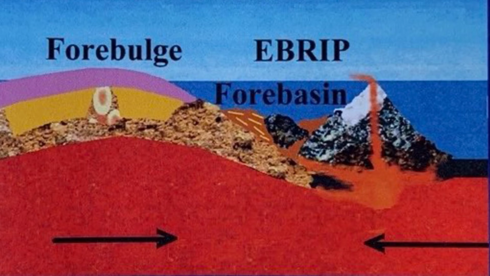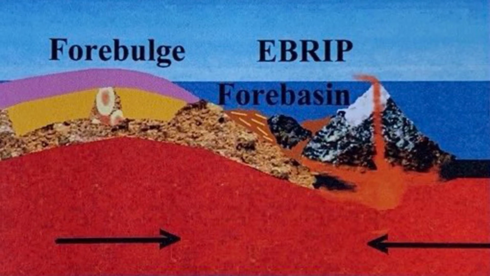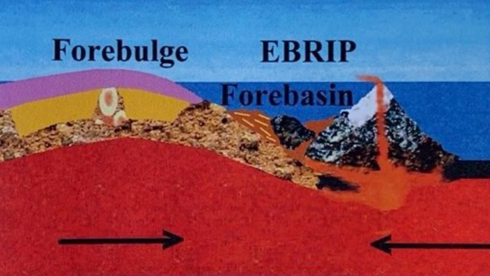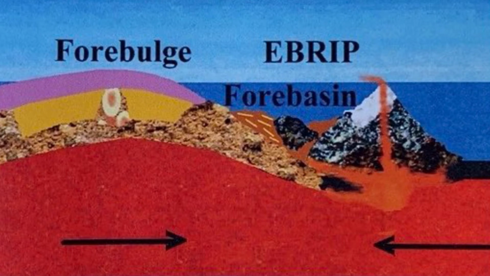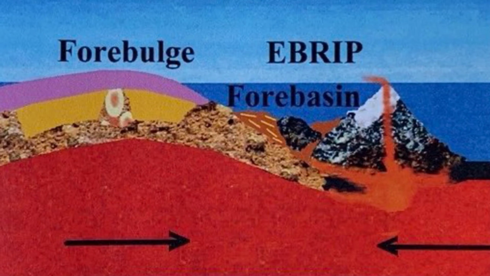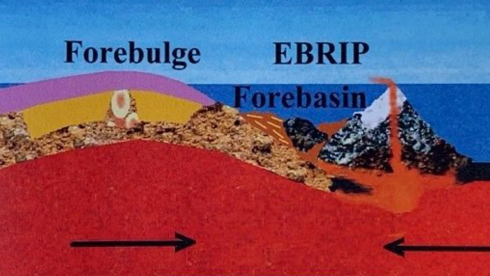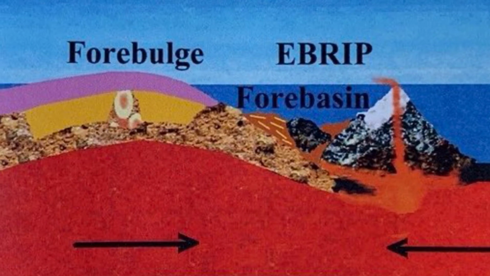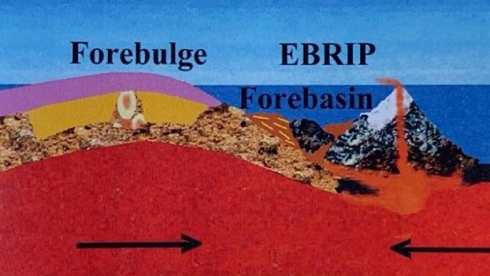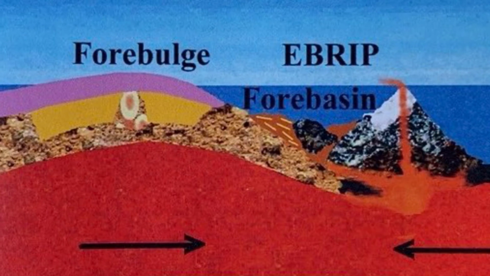Here is the case in which a volcanic island chain, represented by the volcano on the right, crashes into a continent. You can see that the volcanic island chain is pressing the crust, the continental crust of the continent, down, pushing it down into the mantle.